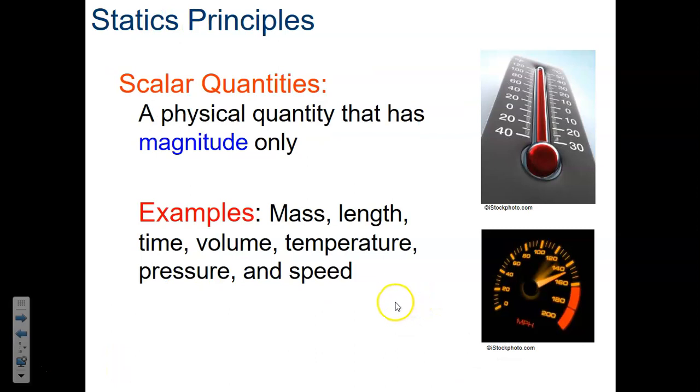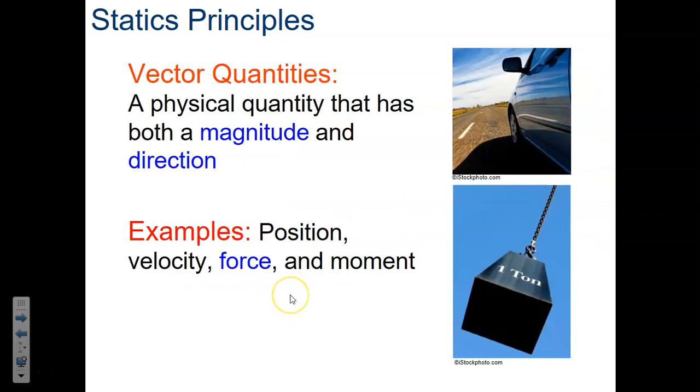There are two types of quantities that we deal with: scalar quantities and vector quantities. Scalar quantities only have a number. They do not have a direction. Temperature is a scalar quantity. Mass is another. Volume is a good one that doesn't have a direction. Temperature, pressure, and speed are also scalars. Then there are vector quantities. Vector quantities have both a magnitude and a direction.